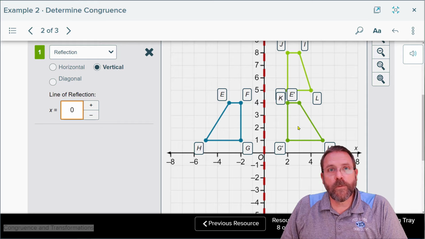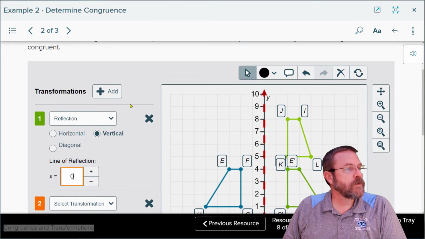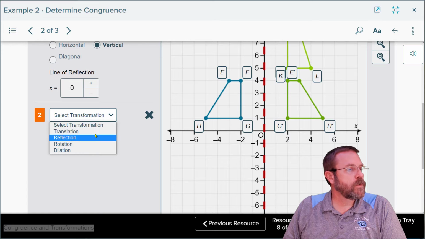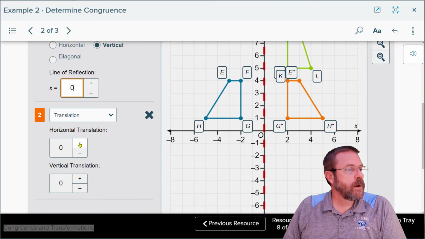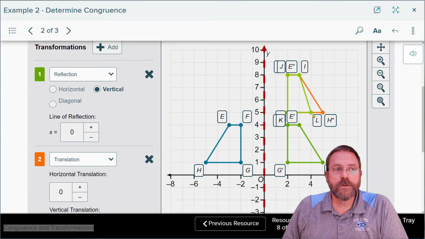After that, what do I have left to do? I've got to move it up. So I'm going to translate it up 1, 2, 3, 4 spaces. I'm going to add a transformation. I'm going to do a translation of a vertical +4. And when I did that, oops, what happened? They don't match up. 3 of my points matched. 1 of my points does not match.